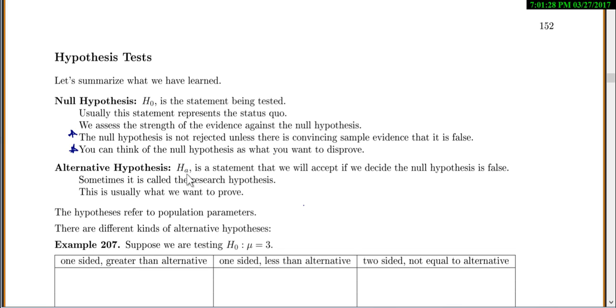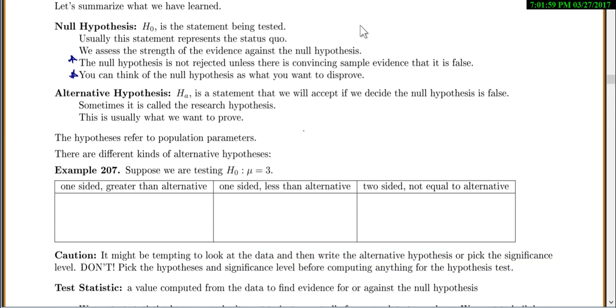So then our alternative hypothesis, which we'll write as an H with an A, is a statement that we'll accept if we decide the null hypothesis is false. Sometimes it's called the research hypothesis because it's usually what you're actually interested in proving. So if you think about it, people aren't usually going to be interested in proving like a die is fair. They'd probably be more interested in saying, oh, that die right there is not fair. It's the more interesting thing usually. The hypotheses will always refer to our population parameters, and there are different kinds of alternative hypotheses.